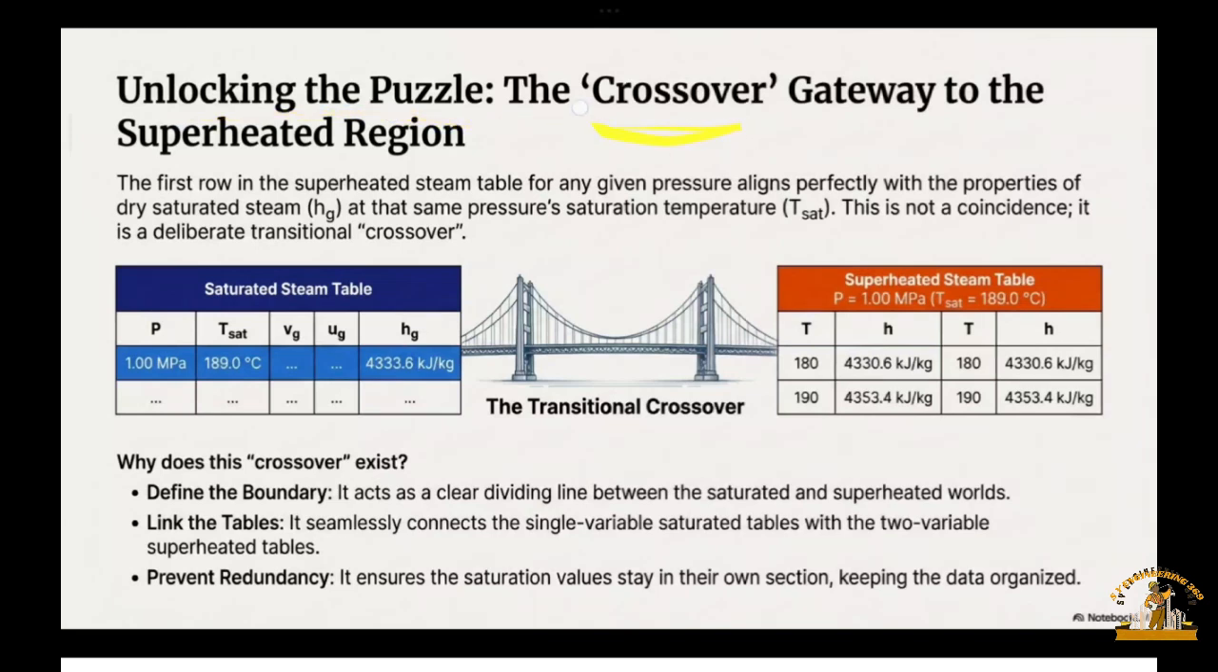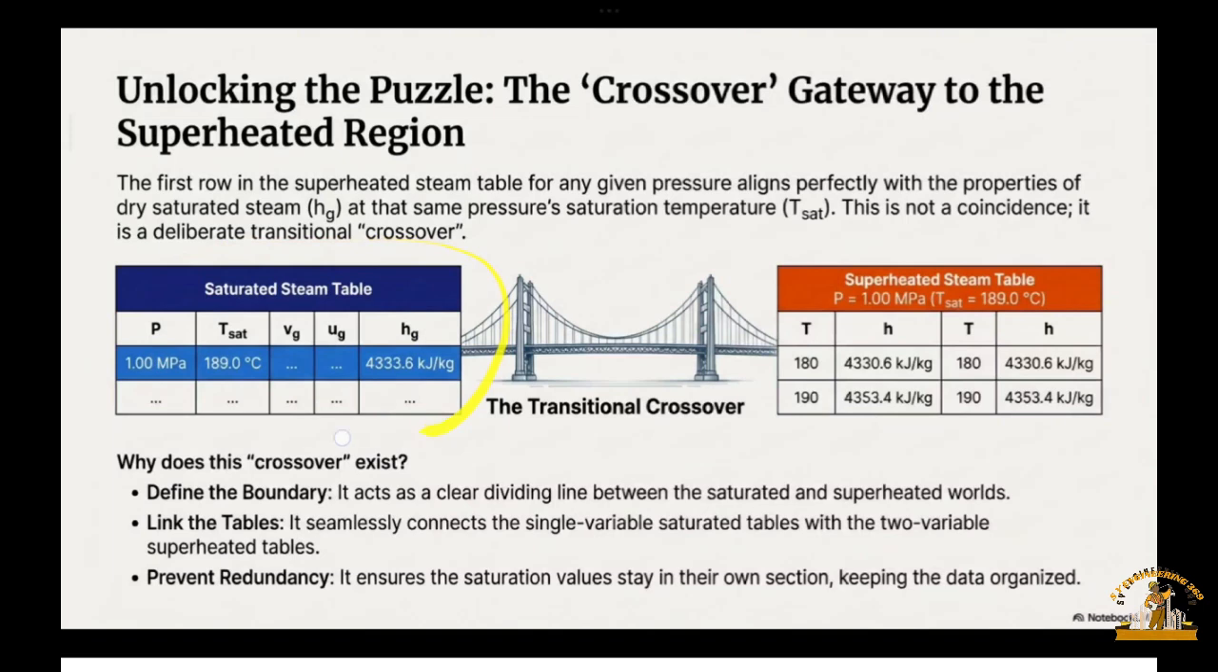Unlocking the puzzle: the crossover gateway to the superheated region. The first row in the superheated steam table for any given pressure aligns perfectly with the properties of dry saturated steam at the same pressure and saturation temperature. This is not a coincidence. It's a deliberate transitional crossover.